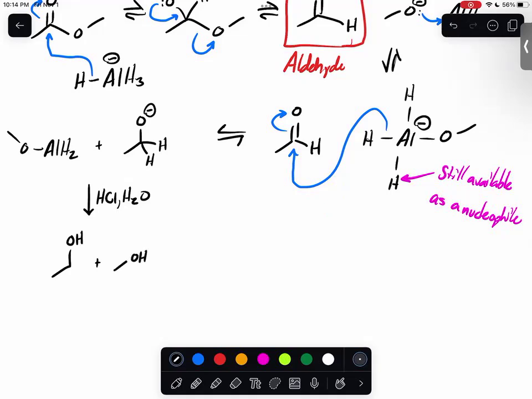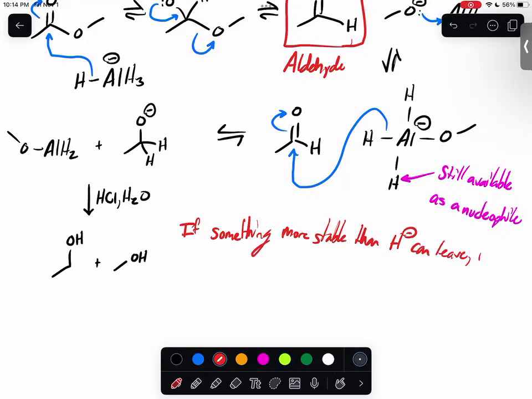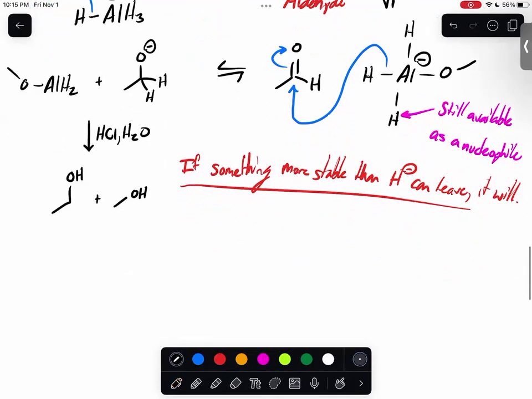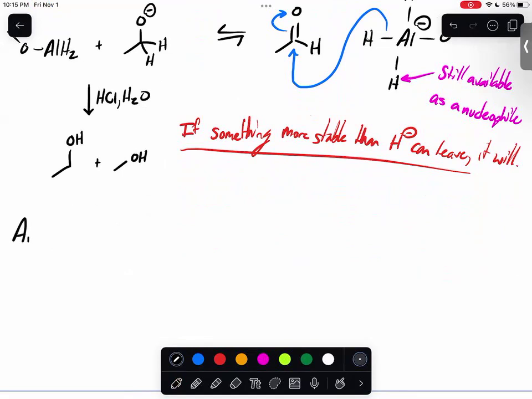What this means, though, for our overall reaction is if something more stable than H minus can leave, it will, right? It's following that same idea that the nucleophilic acyl substitutions were, but now we're using an even better nucleophile that can't act as a good leaving group, so it's much harder to kick it out. So let's apply this now to another example with something like amides, right?